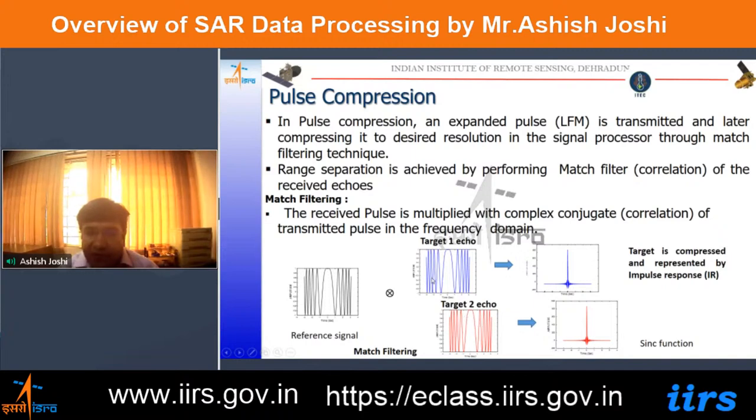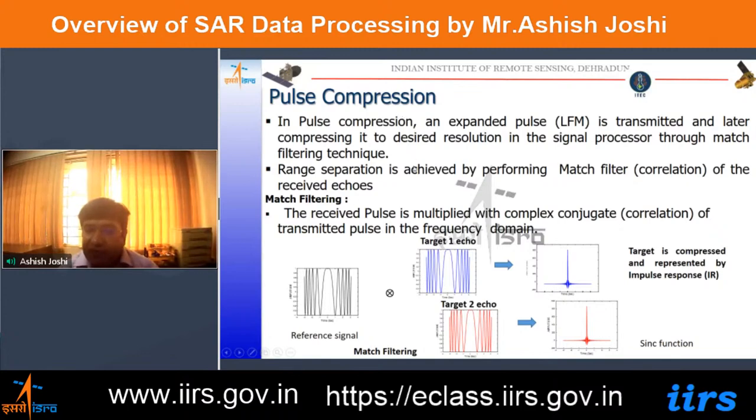Then we will multiply with the complex conjugate of this signal in the frequency domain. After this multiplication, the response of the target is given by the sinc function. So we will see this target is now compressed. This is the first compressed target, and this is the second compressed target. This technique is called the pulse compression technique.